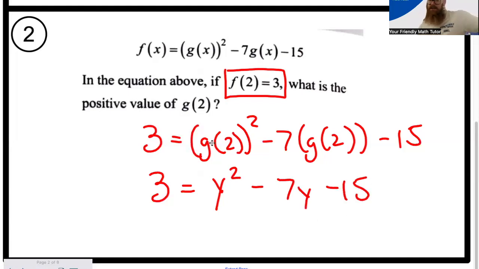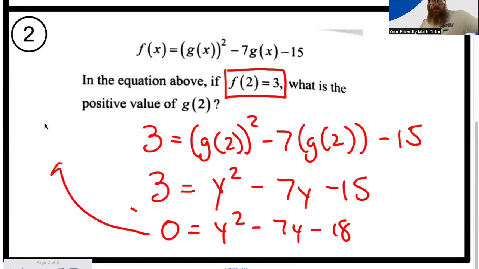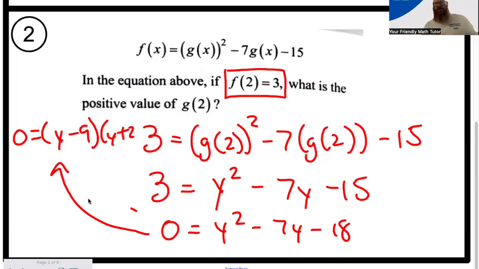So the idea is they just want to know what g of 2 is. So just think of that as a variable. And that means I just bring everything to one side and then factor. So I'll go up here. So that means 0 is (y minus 9)(y plus 2). So we get two answers, which is 9 and negative 2 if we set each of these factors equal to 0. But they want the positive value, so it's got to be 9.